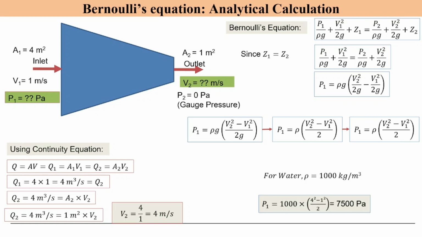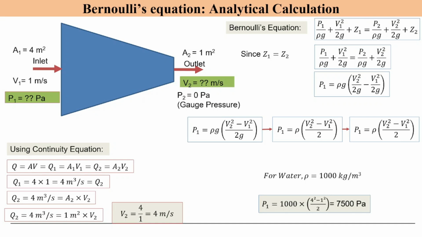This is the analytical solution. This is the solution which I am getting through the analytical method. So I have two equations, the continuity equation and Bernoulli's equation, to calculate the values for V2 and P1. Finally, after doing the analytical calculations, I get V2 equal to 4 meter per second, and P1 equal to 7500 Pascal.